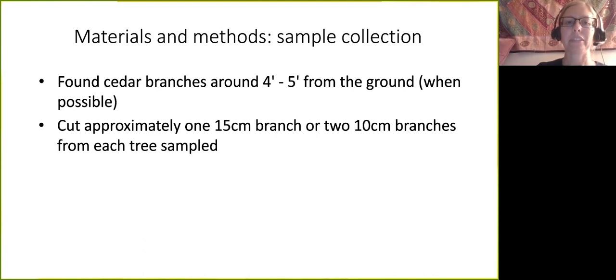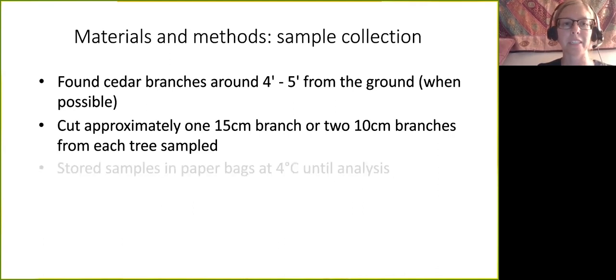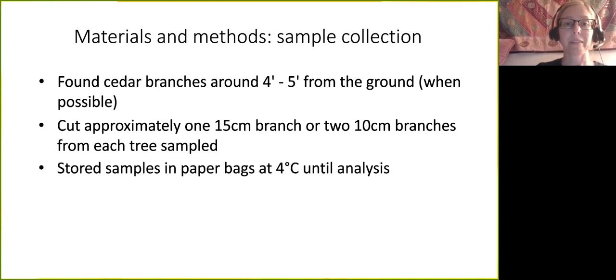When I got a sample, I cut approximately 1 branch that was 15 centimeters, or if I needed a couple branches just due to the size of the sample, I would cut 2 10-centimeter branches. Then I stored those samples in paper bags at a 4°C temperature until I could analyze them.